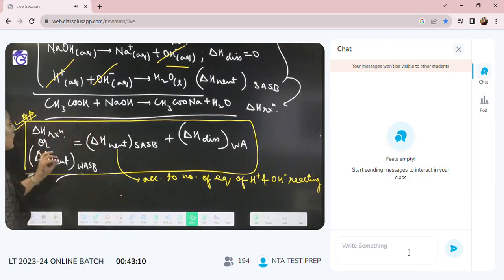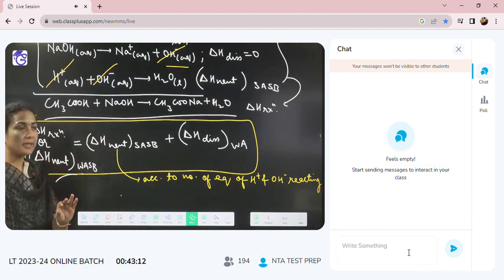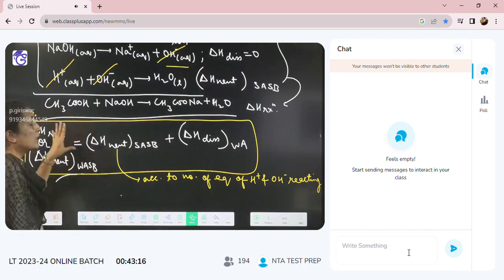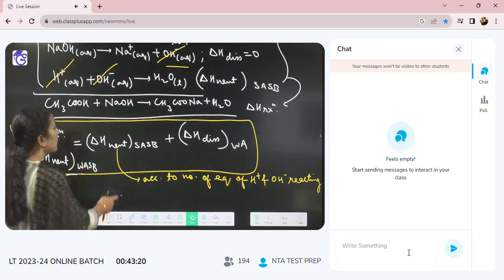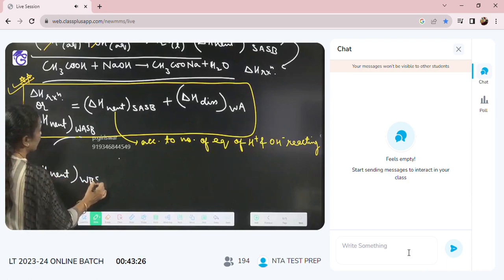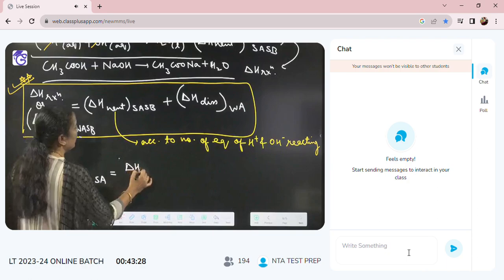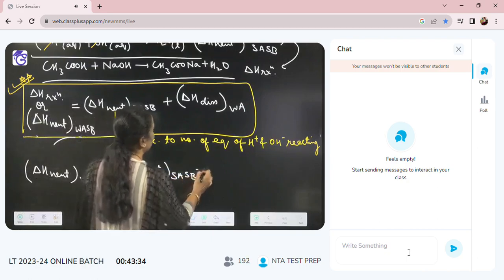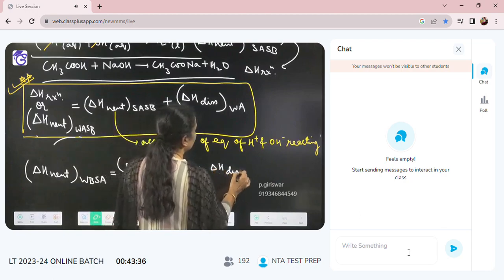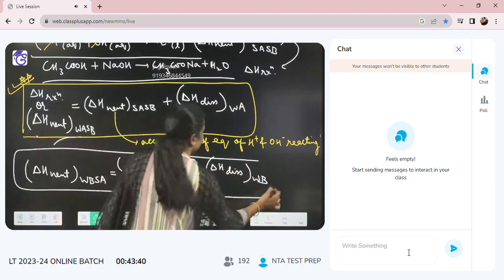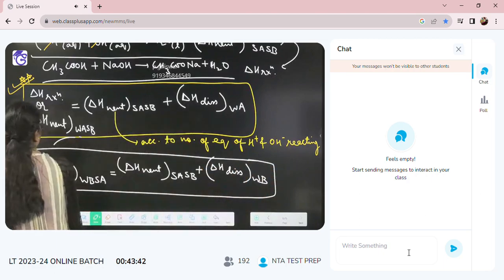And see here, I have derived the formula only for weak acid strong base. You need not worry about the derivation, that is only for your understanding purpose. The only thing is you should remember this formula. Similarly, I can also do the variation here for the formula. That means delta H neutralization for weak base strong acid will be equal to delta H neutralization of strong acid strong base plus delta H dissociation of the weak base here. These two formulas are very important, you have to remember.